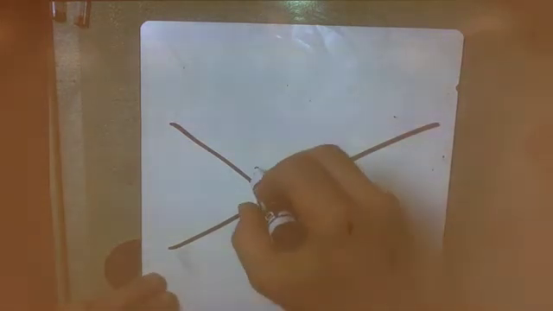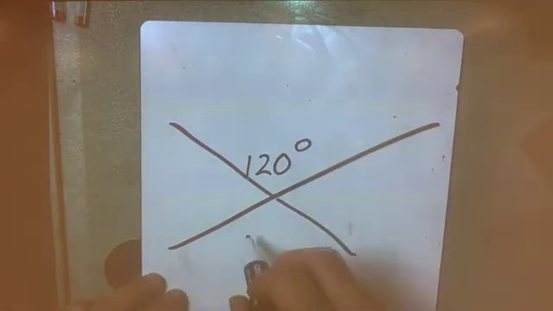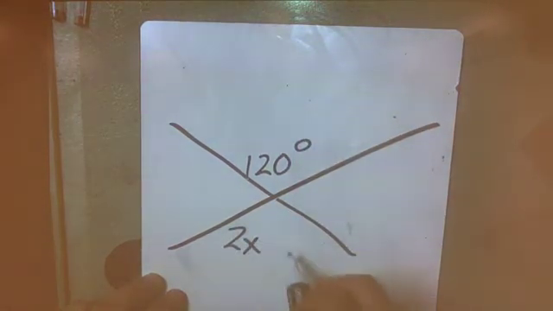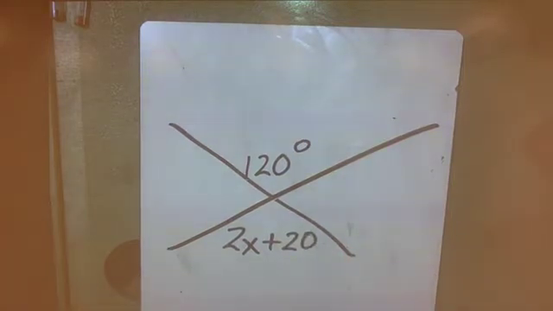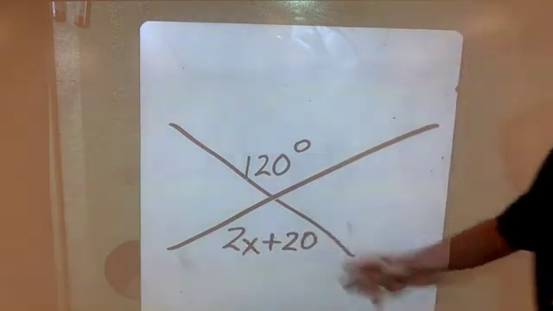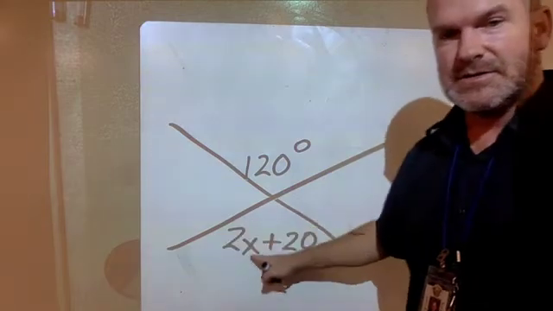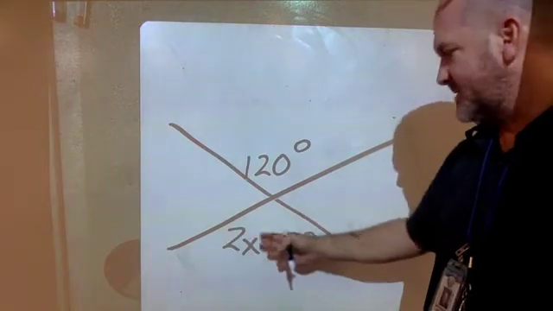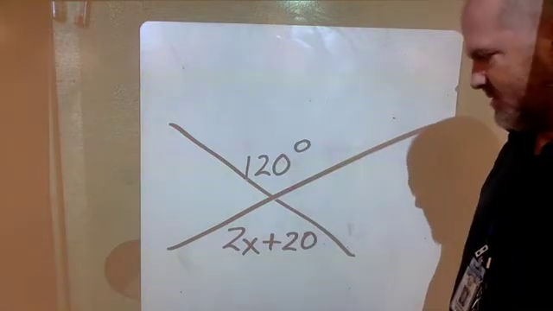So for example, here's my two lines that cross. I'm going to say this one is 120 degrees and this one is 2x plus 20. And I want you to figure out what is x. We need to solve for x here. Whenever you have an algebraic expression to solve for the variable, you got to set this whole thing equal to something, or you're never going to be able to solve it.